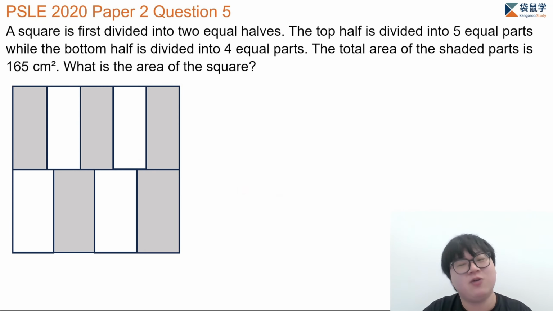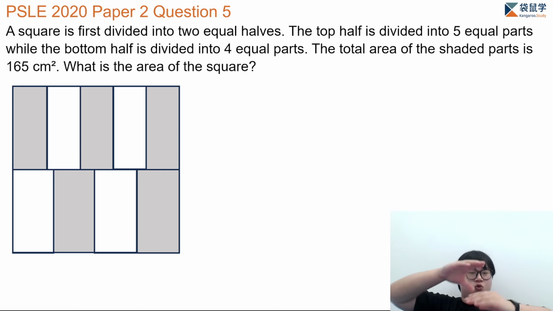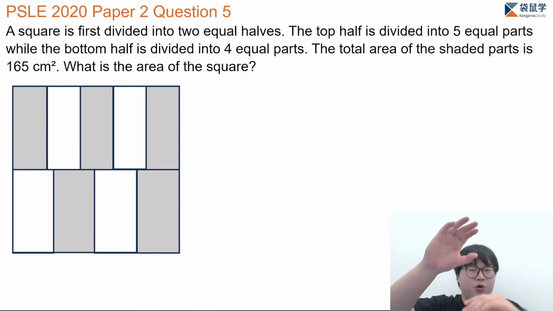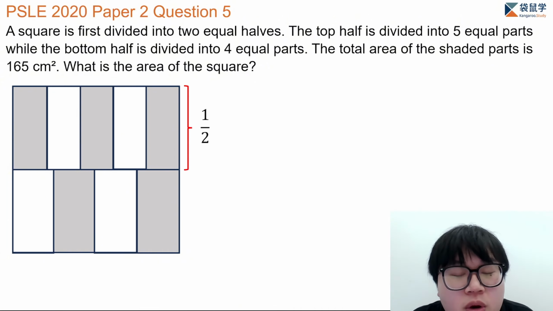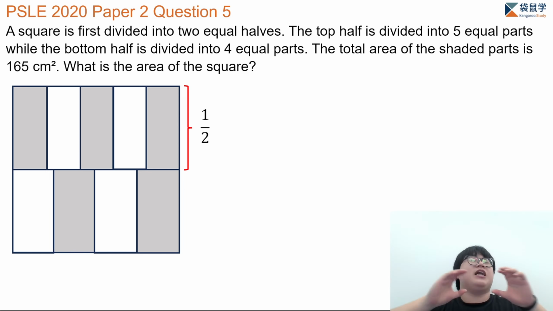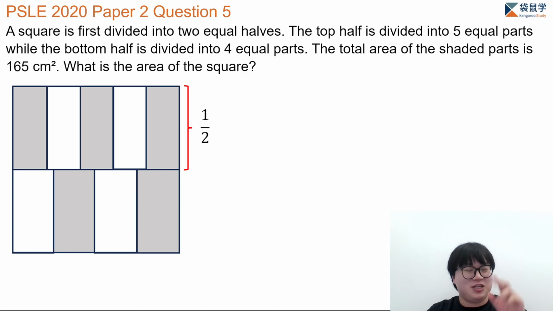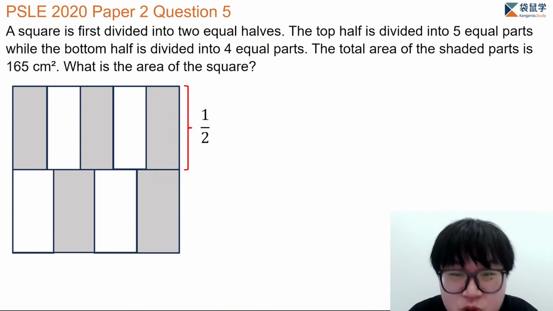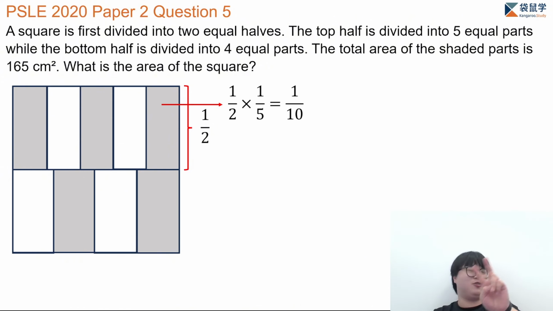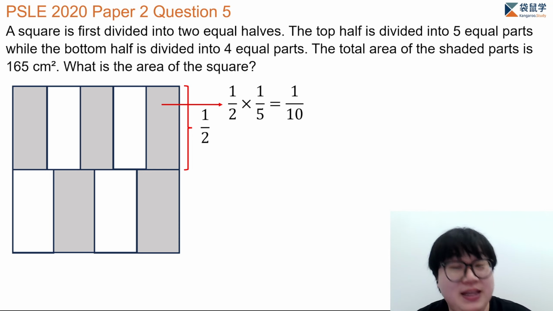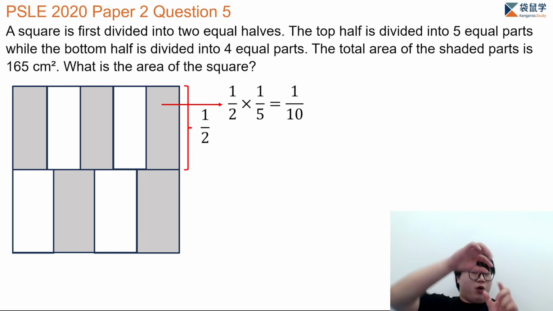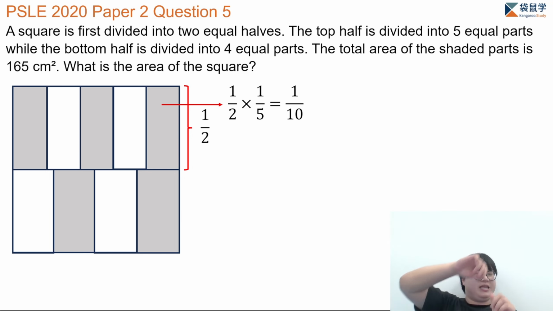So after we know this, return to our question. First, because we divided the square into two equal halves, that means the top and the bottom, what's the fraction of their area? Half. And then in this half, for example the top, we divide into 5 equal parts. That means each one is what fraction of the top? Easy, 1/5. So to find the fraction of each small square in the top, we should do what? Yes, multiplication of the two fractions. 1/2 times 1/5. Finally, 1/10. That means each small rectangle in the top is 1/10 of the whole figure.